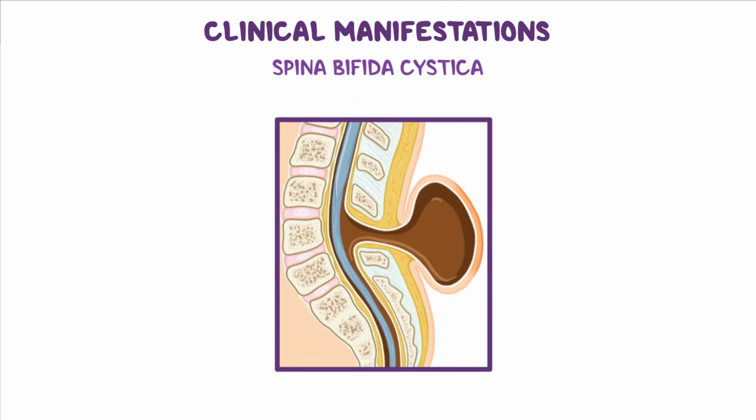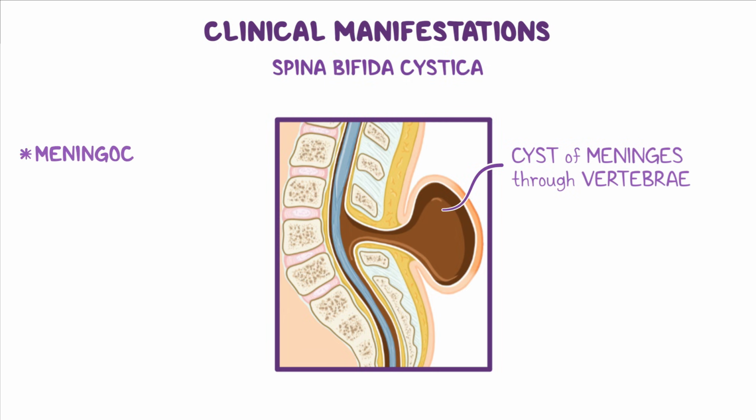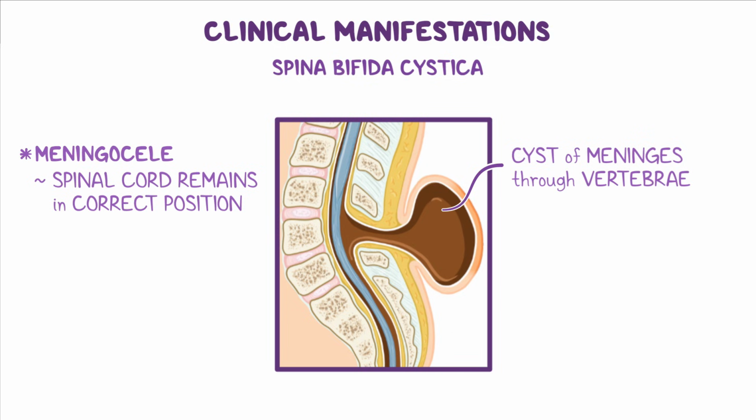Spina bifida cystica is when the same defect is visible as a protrusion or cyst of the meninges through the vertebrae. With meningocele, the spinal cord remains in the correct position, and these infants often present with minor or no neurologic deficits.